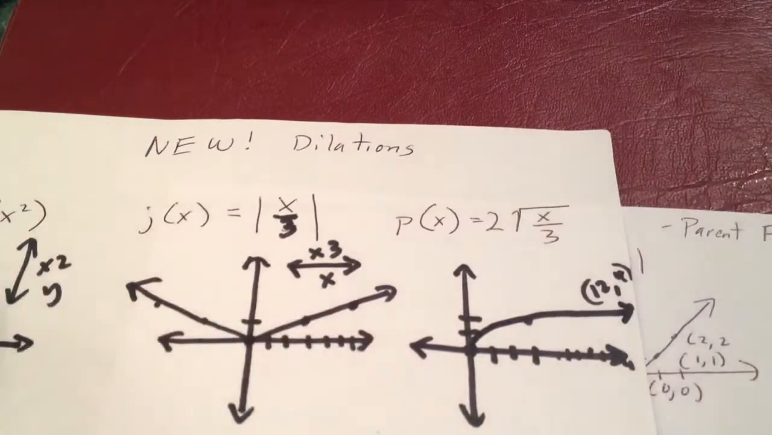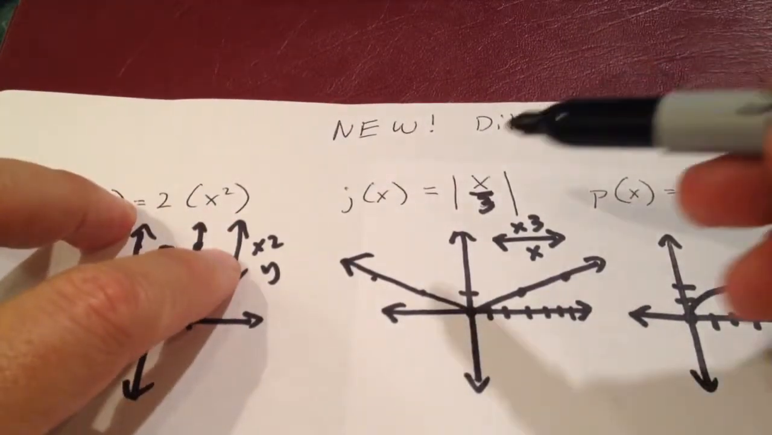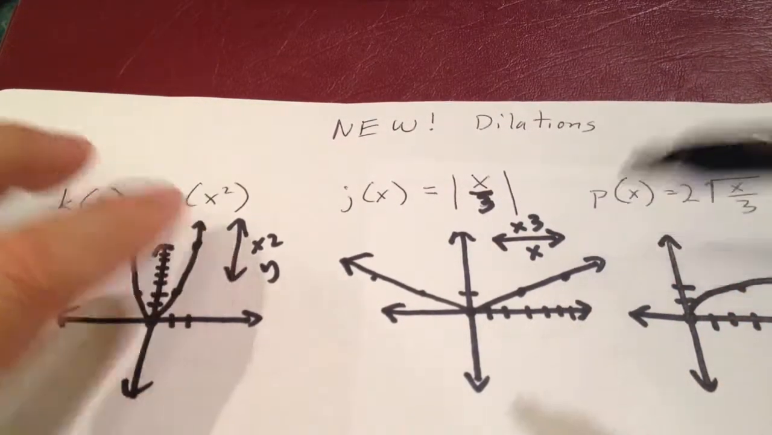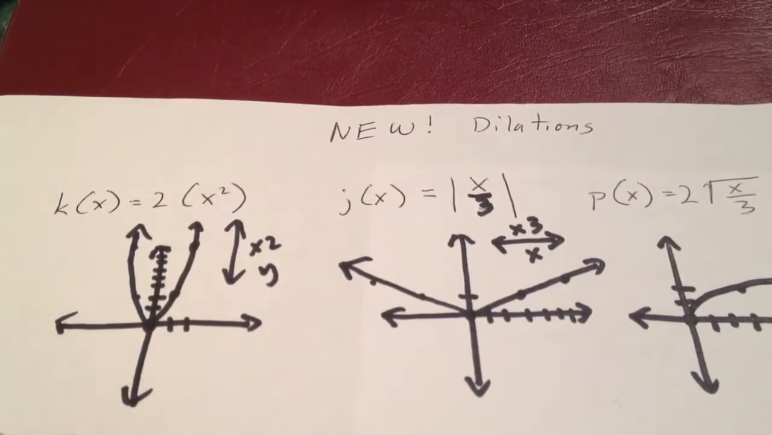So these dilations follow a similar pattern. If they're on the outside, they do it to the y. If they're on the inside as a divisor, they will do that same kind of pattern to the x. I'll leave it to you if you want to figure out other variations of that, but this will work.